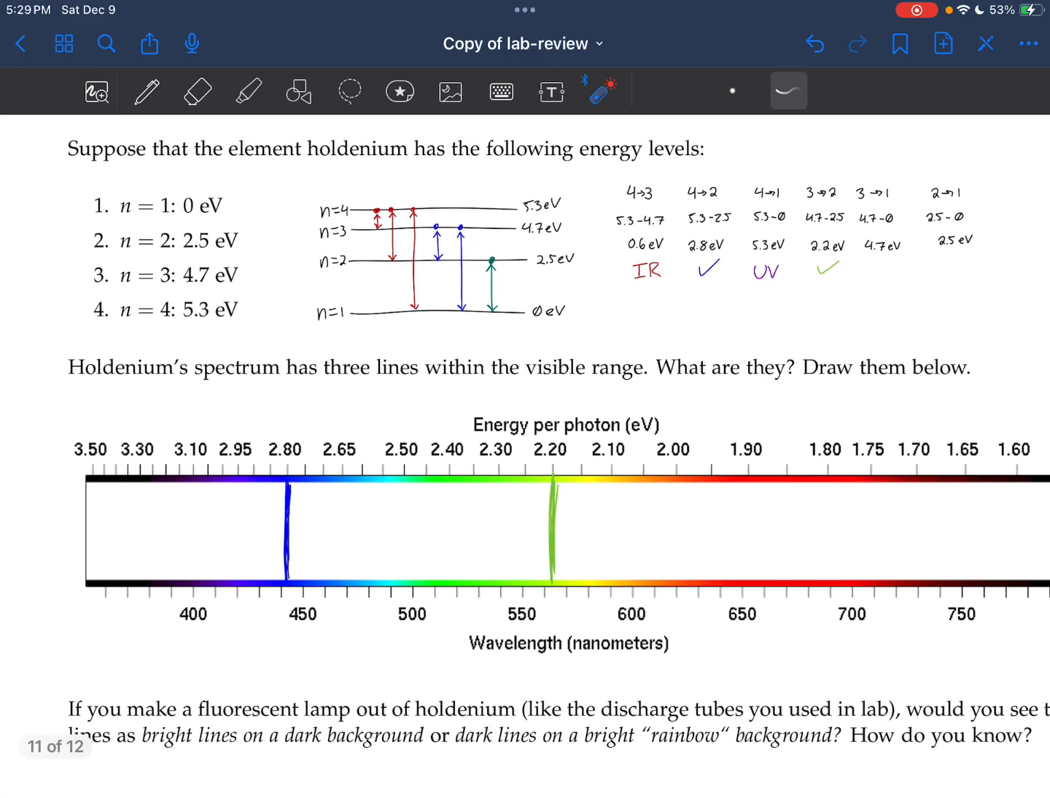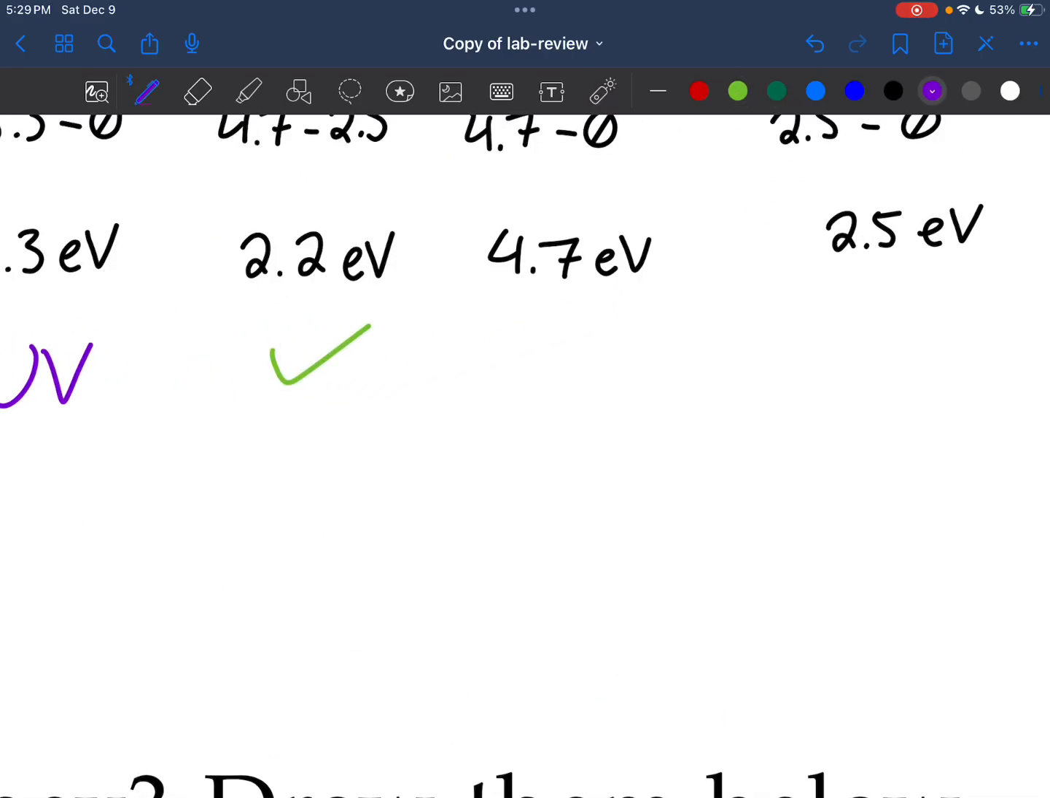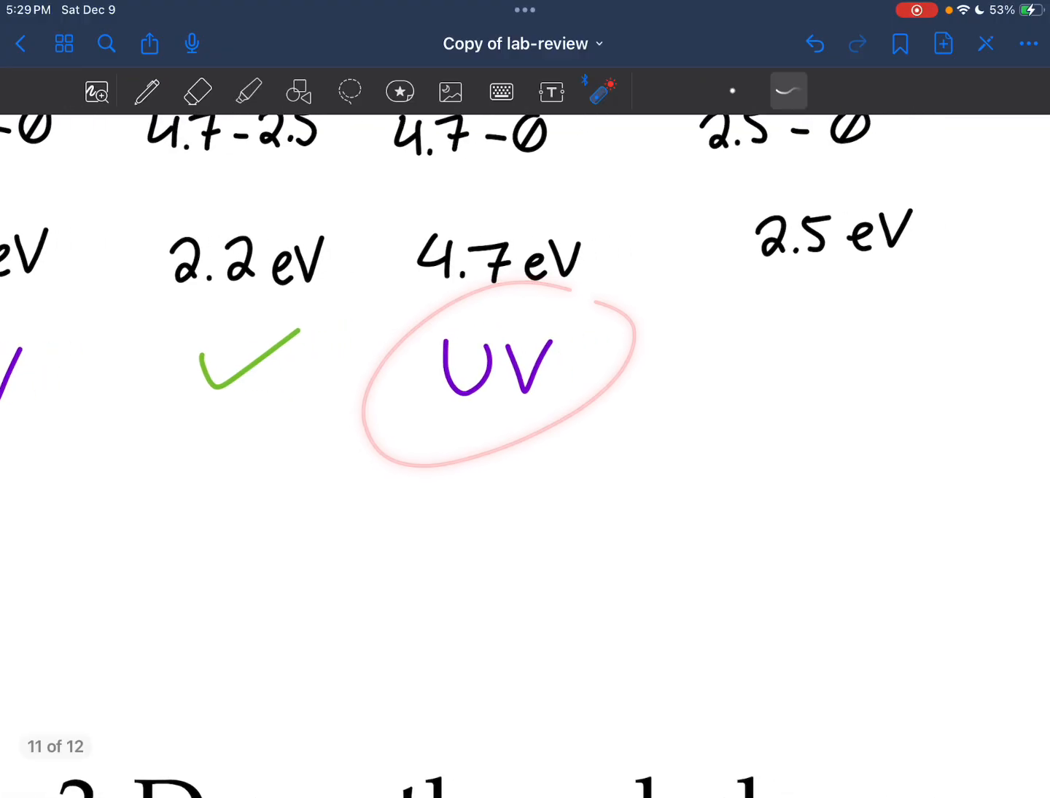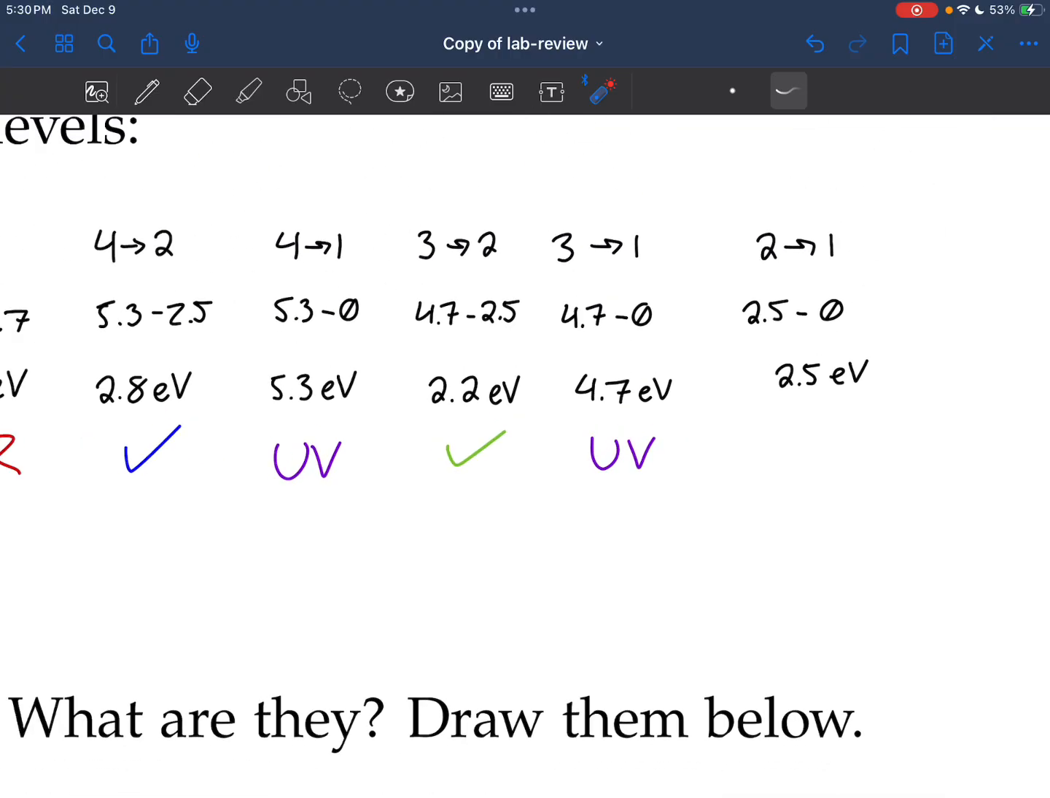4.7. That one again is going to be too high. It's going to be off my chart. So that one's also too high energy, higher energy than my visible range, so that's ultraviolet.